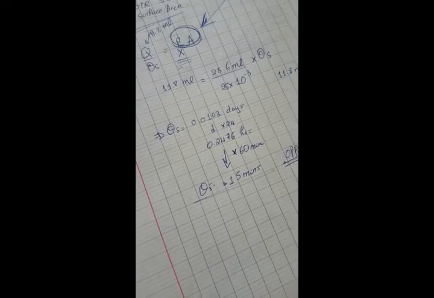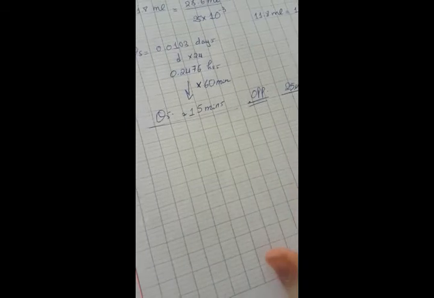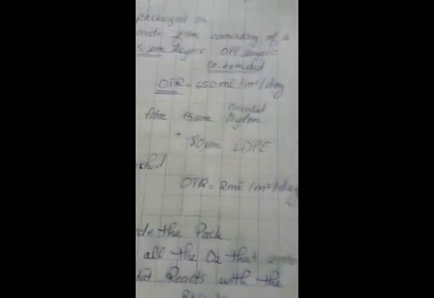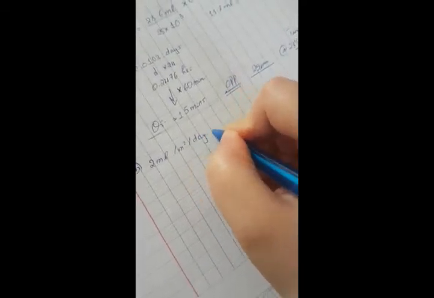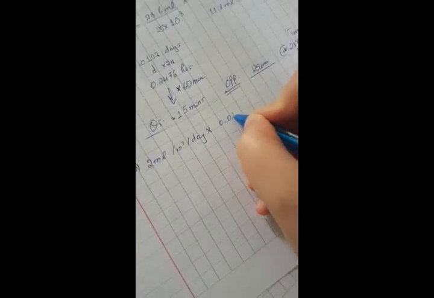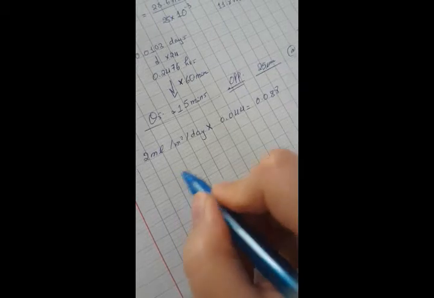Celsius temperature. Now, the case of B, which is the two layers sandwiched together, we have the oxygen transmission rate written in the given data over here, 2 milliliters per meter square per day. We're going to multiply it by the surface area again, 0.044, and we will obtain a value of 0.088.